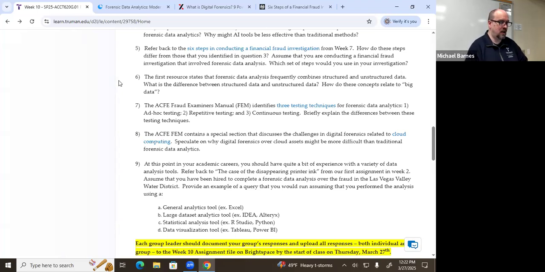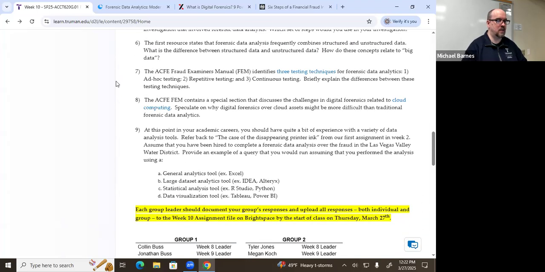Okay, question number 8. The ACFE Fraud Examiners Manual contains a special section that discusses the challenges in digital forensics related to cloud computing. Speculate why digital forensics over cloud assets might be more difficult than traditional forensic data analysis. Dottie, what's your group say about cloud computing?